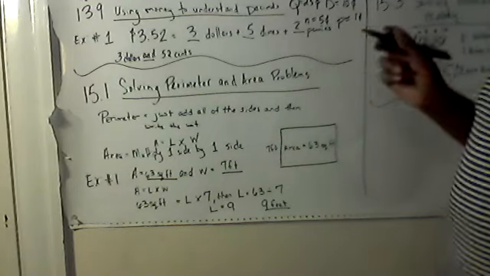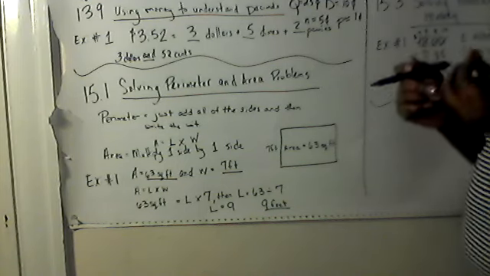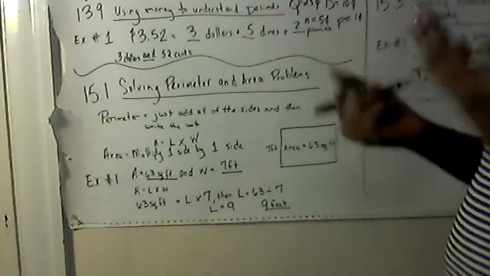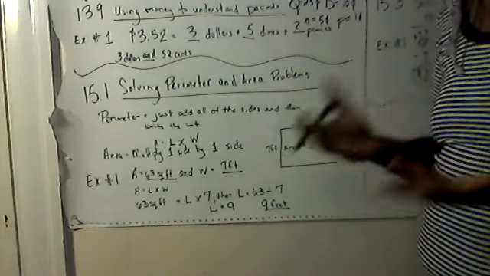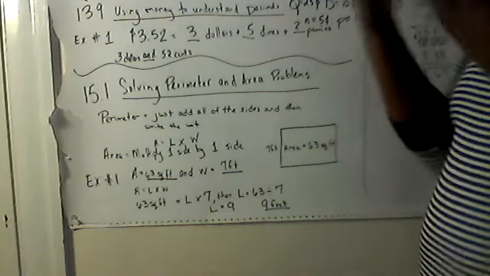Okay, so with solving area and perimeter, you have to be very careful because they both have different methods of finding the answer. So for perimeter, all you do is take whatever shape it is, however many sides it has, and you're going to add all the sides together and get your unit.